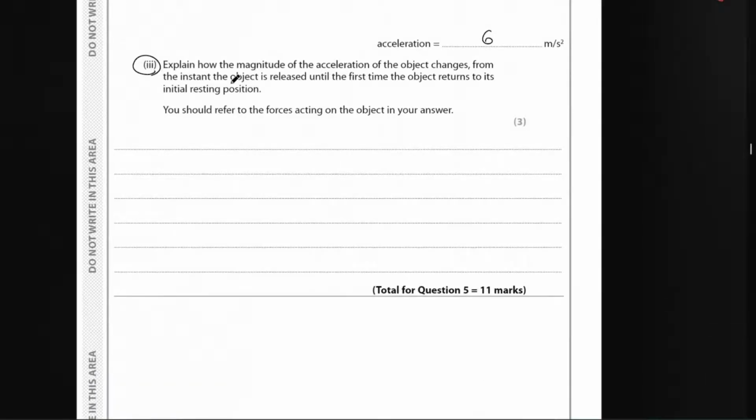So question number 3, explain how the magnitude of the acceleration of the object changes from the instant the object is released until the first time the object returns to its initial resting position.